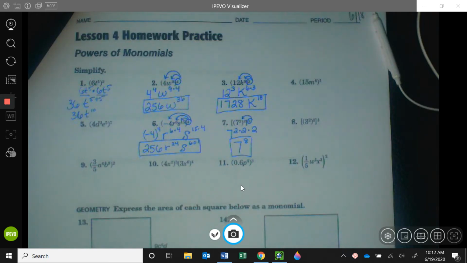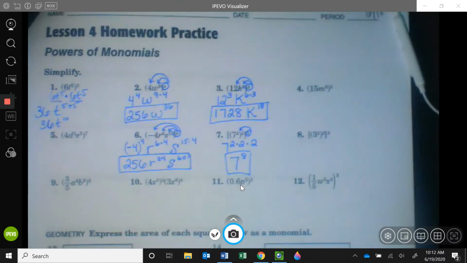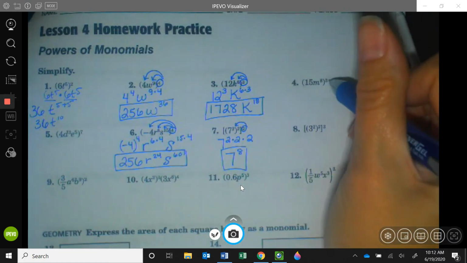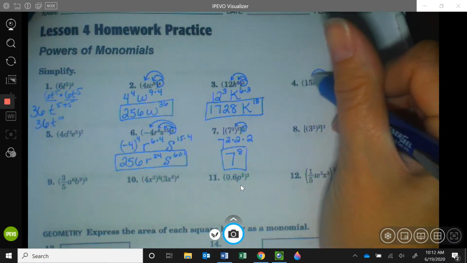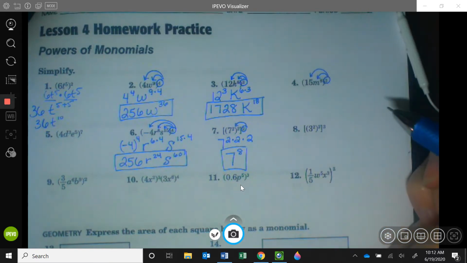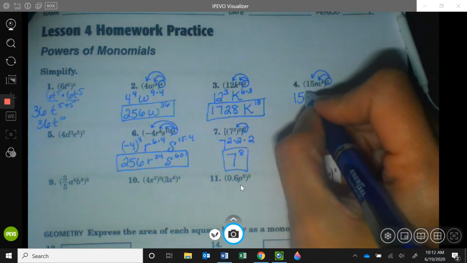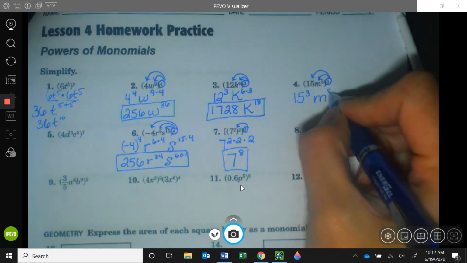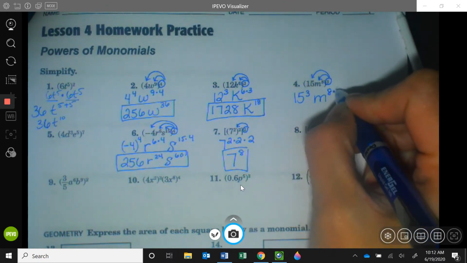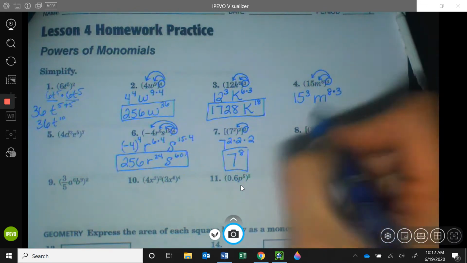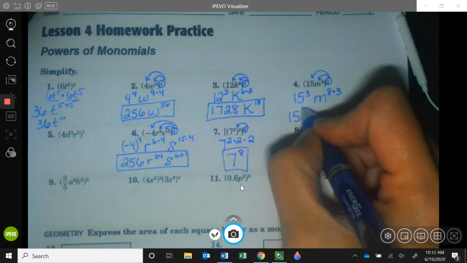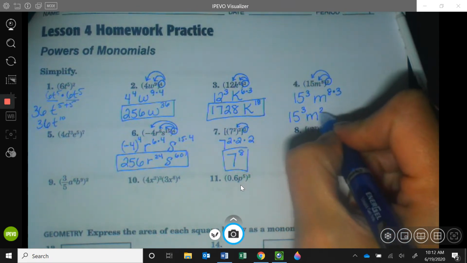All right, so yesterday we started looking at powers of monomials, powers being raised to more powers, or exponents being raised to more exponents. We learned that we need to distribute that outside exponent to everything on the inside. So it gets distributed to the 15 and to that 8m, and we distribute it by multiplying. So we get 15 to the third power and then m to the 24th power.